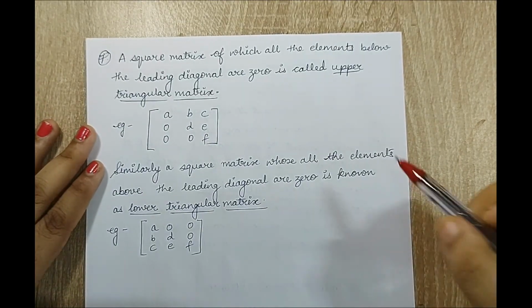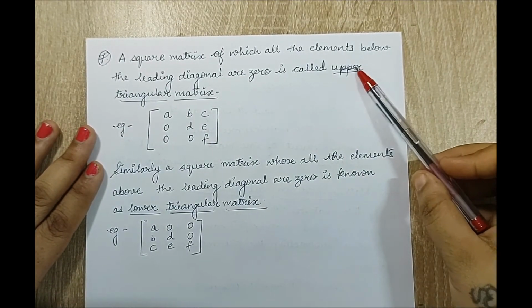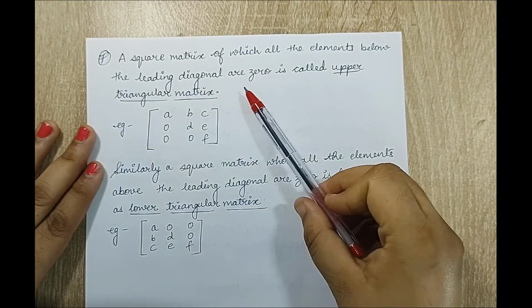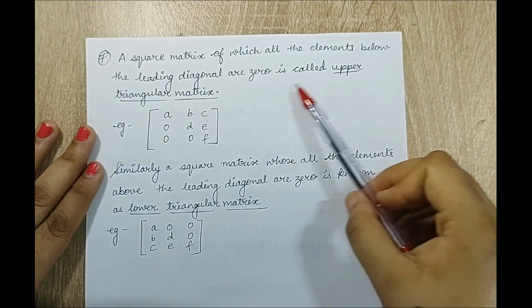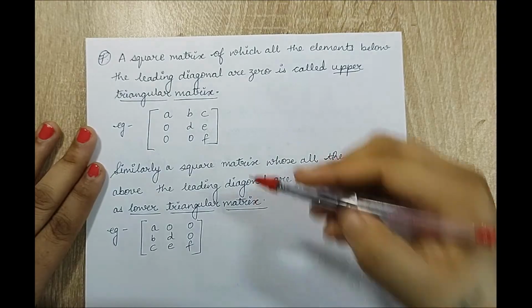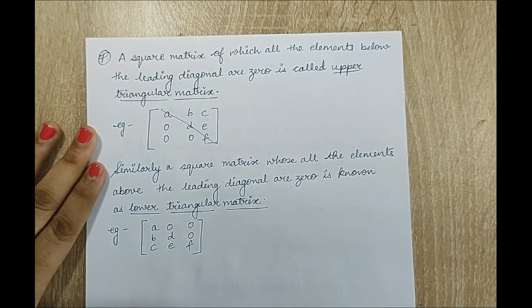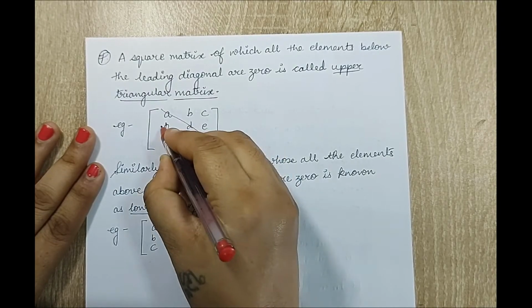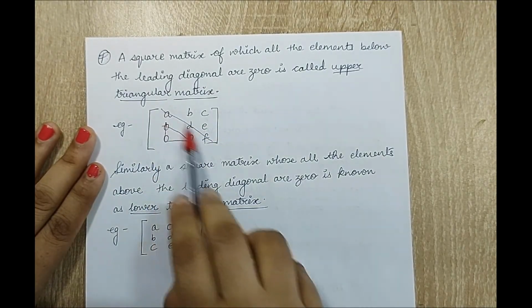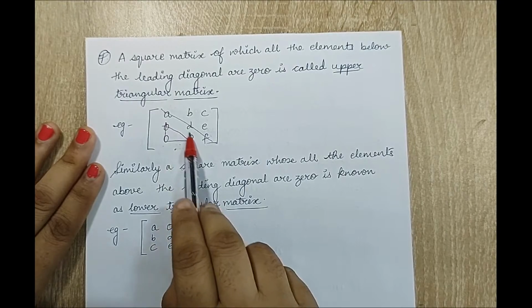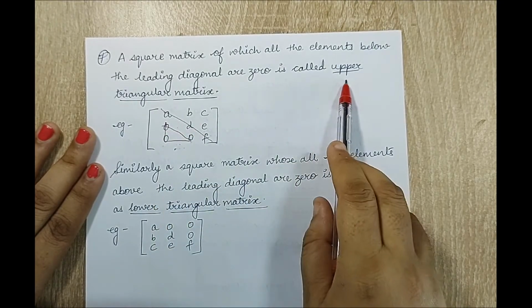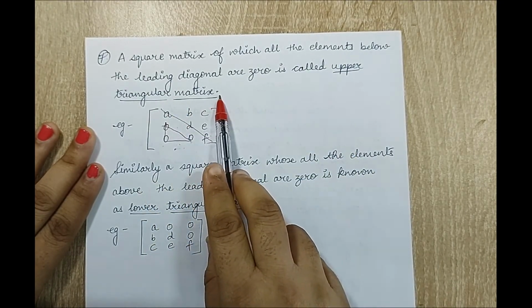Next, let's talk about a square matrix which has all the elements below the leading diagonal as 0. It is called an upper triangular matrix. Now observe A, D and F are the diagonal elements. You can observe there's a small triangle which I can form with the elements below the diagonal. When you have all these elements as 0, it will be called an upper triangular matrix.